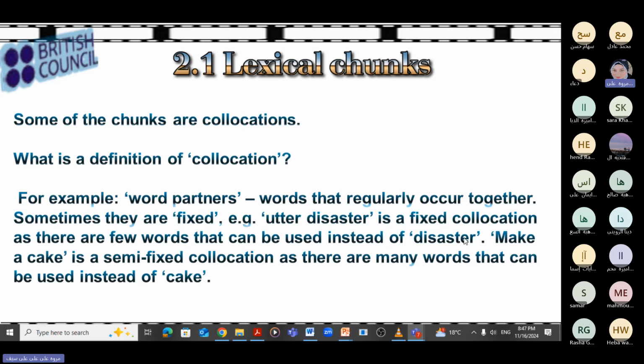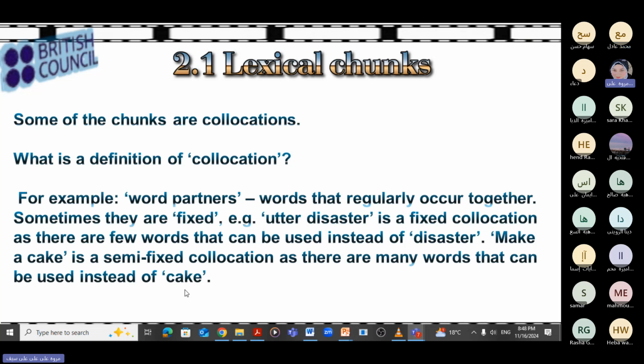We don't change words. It's fixed, as there are few words that can be used instead of disaster. But when I say make a cake, it's a semi-fixed collocation, as there are many words that can be used instead of cake. We can say make a decision, make a party, make whatever.